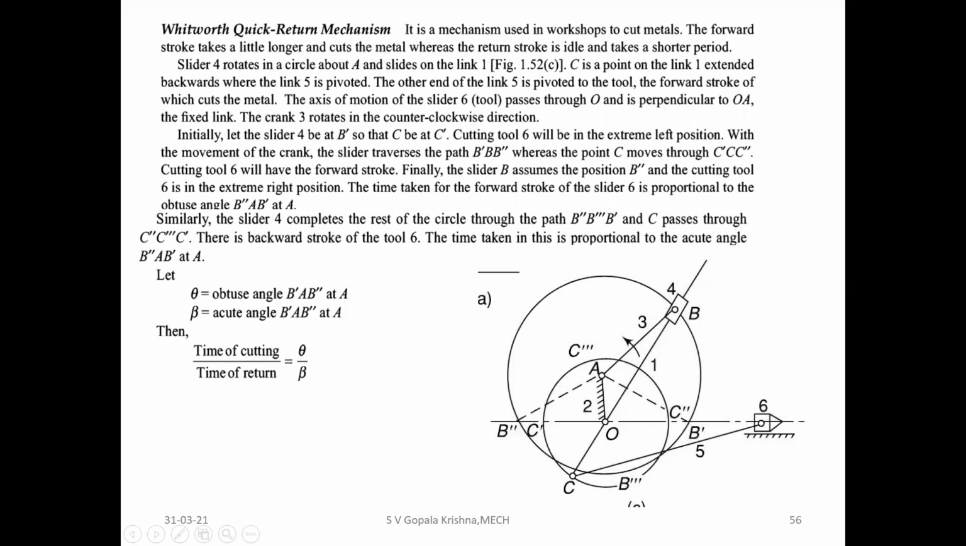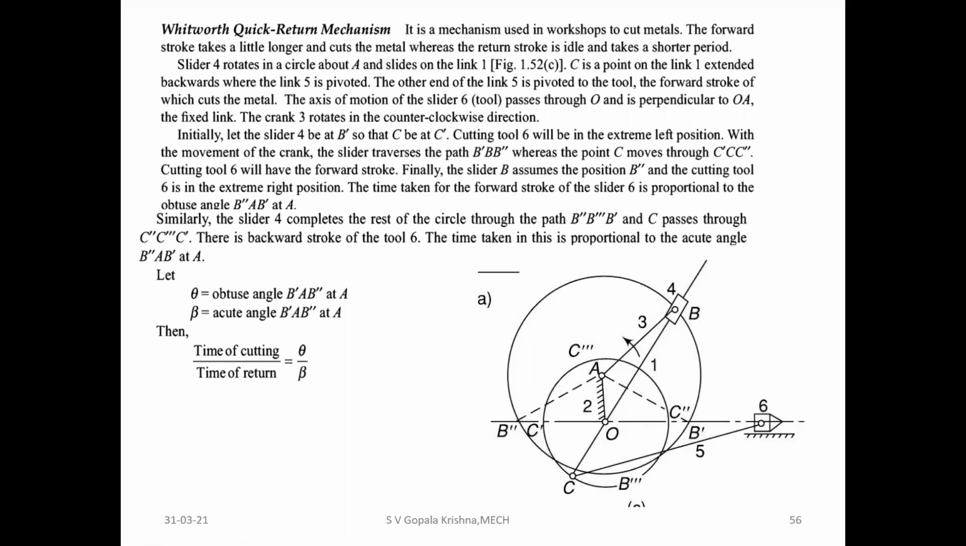Now, at the end of link 1, C also makes the rotation, and that is connected with lever 5. Lever 5 gives the motion to link 6, and that motion is only forward to backward motion.